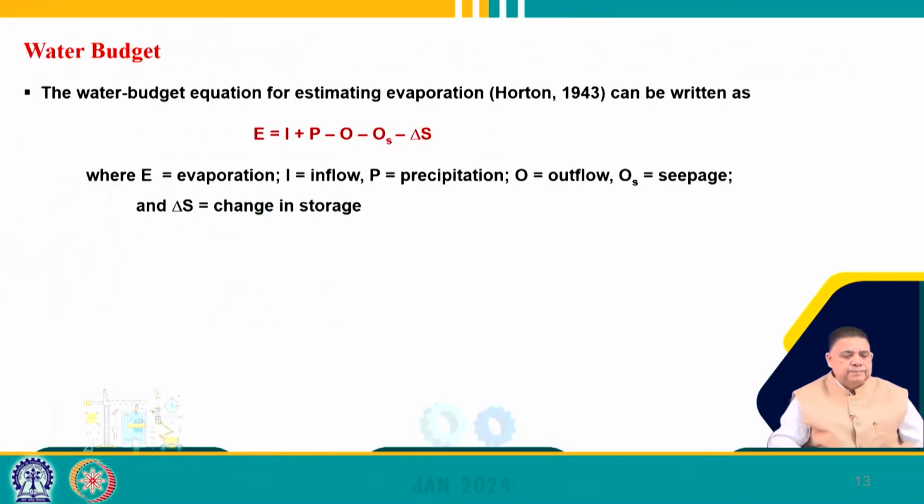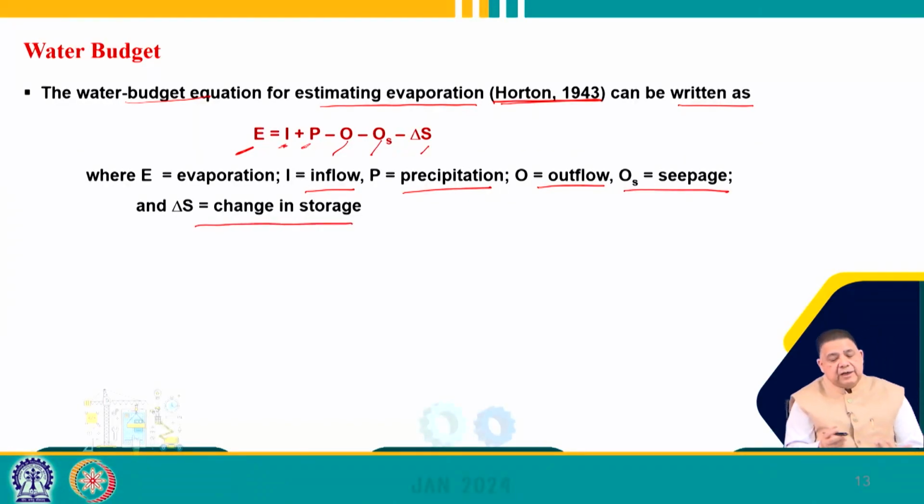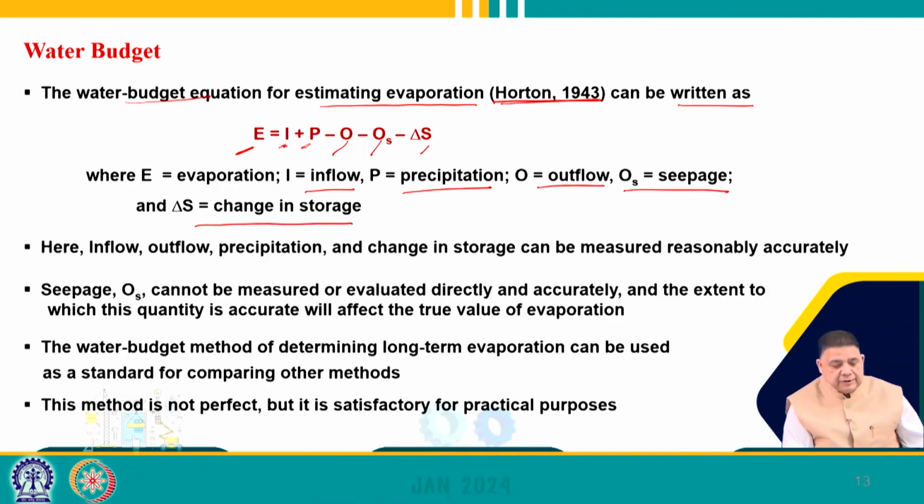Now, coming to water budget, the water budget equation for estimating evaporation, which was given by Horton in 1943, can be written as E, that is evaporation, equals I, which is inflow, plus P, which is precipitation, minus O, which is outflow, minus OS, which is seepage, minus delta S, which is change in storage. That means, we saw that for finding out different abstractions, we can write this equation in different forms. This for evaporation is the form given by Horton in 1943.